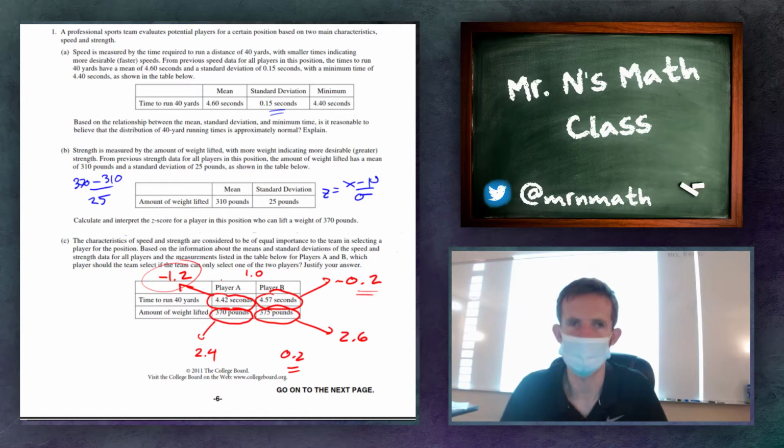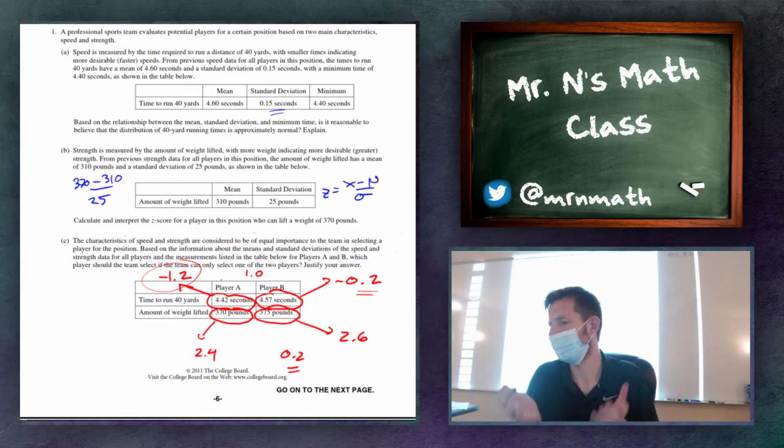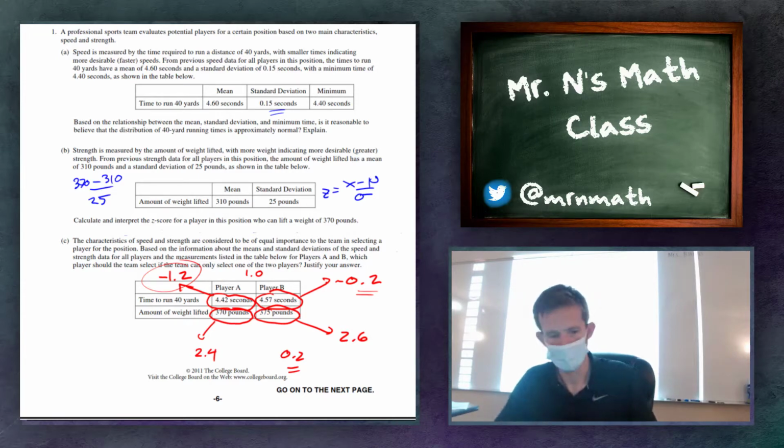So this is where z-scores help, is they allow us to compare apples to oranges. You can get a sense of how someone's speed and strength compare to the average.